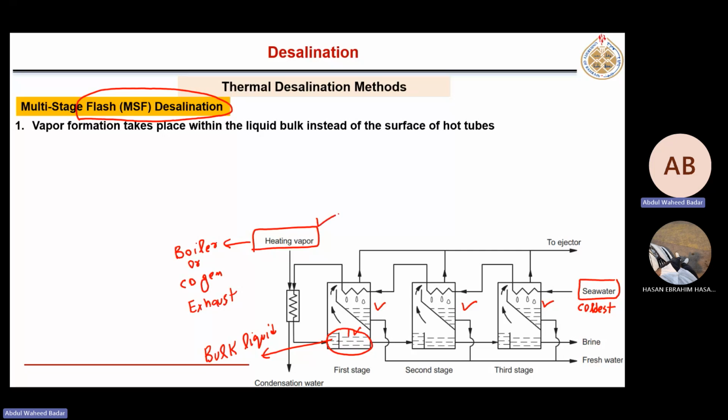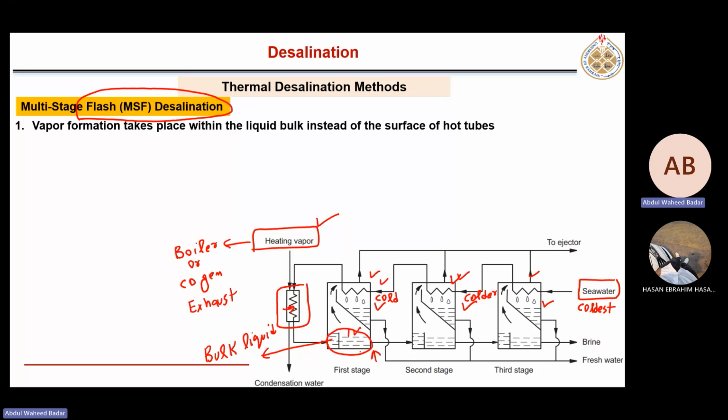Right, so here the highest temperature steam is supplied, which will transfer its heat to this seawater, which was already preheated in previous three stages. So here it was coldest, here it will be colder, and here it will be cold. And now it is preheated here. So in these 1, 2, 3 stages, it has been preheated. Now here it is heated to the highest temperature. Now it enters into the first stage.